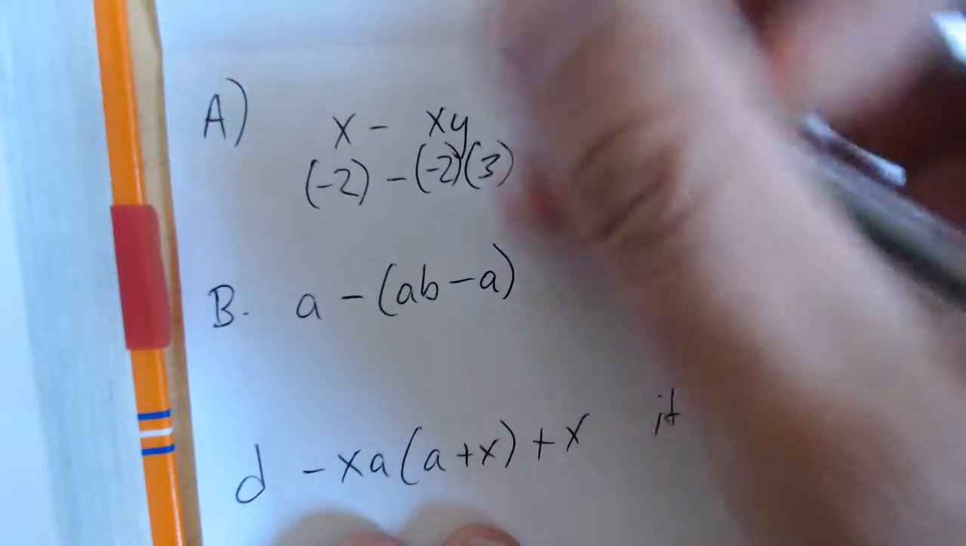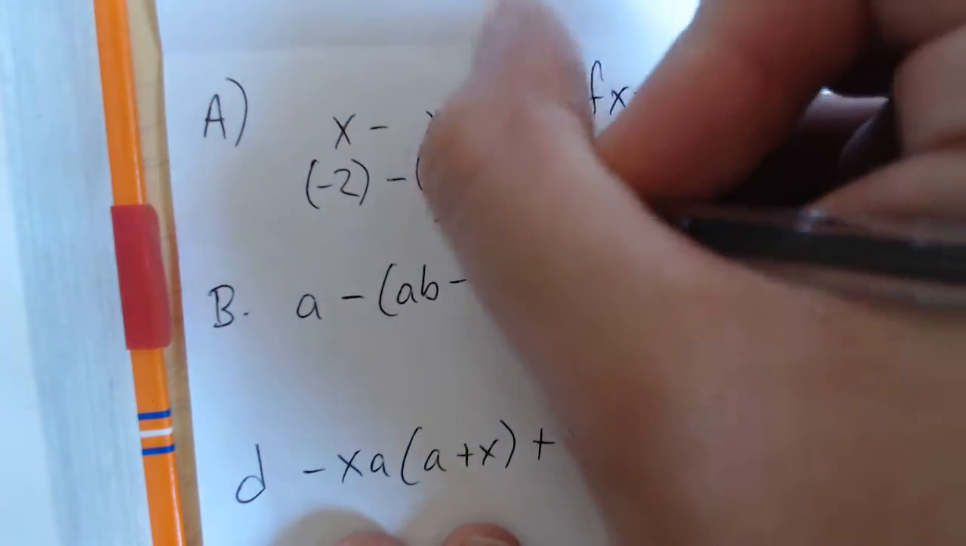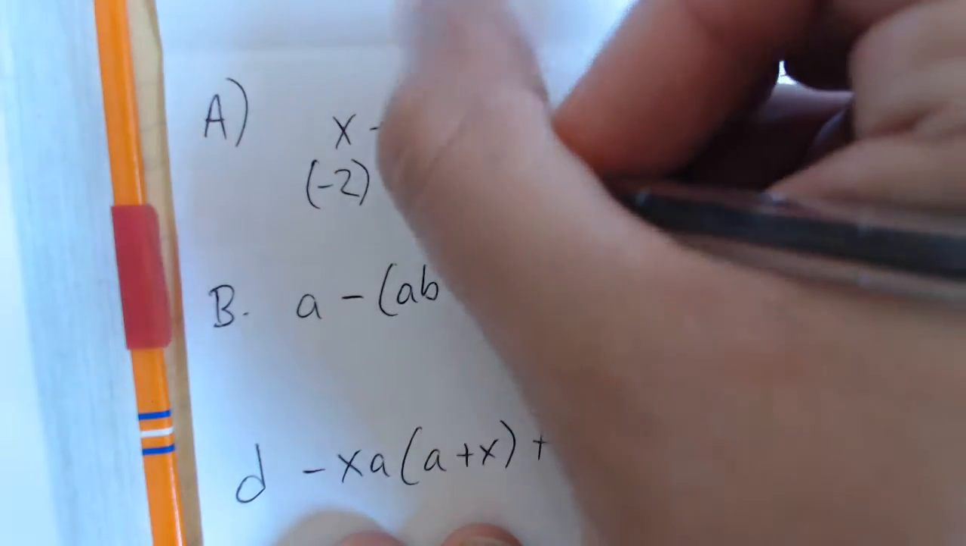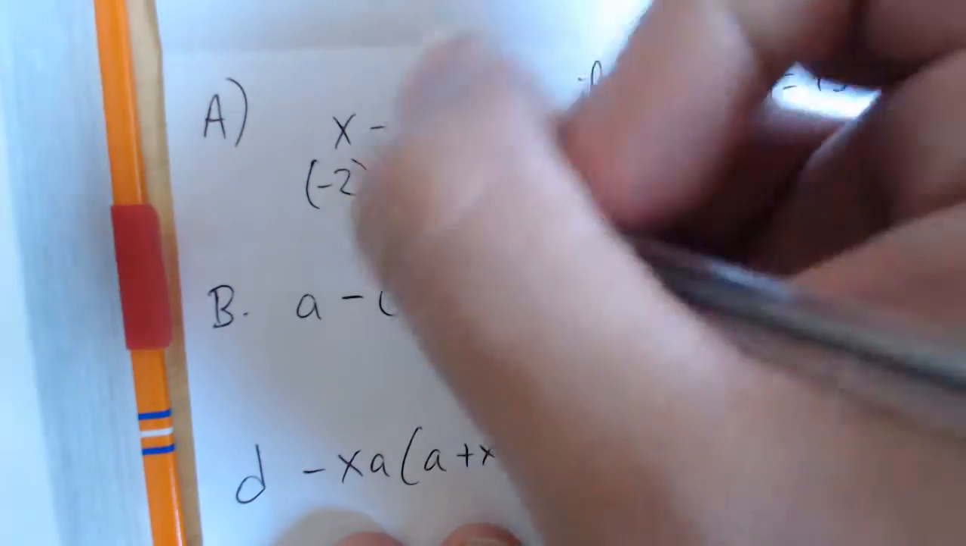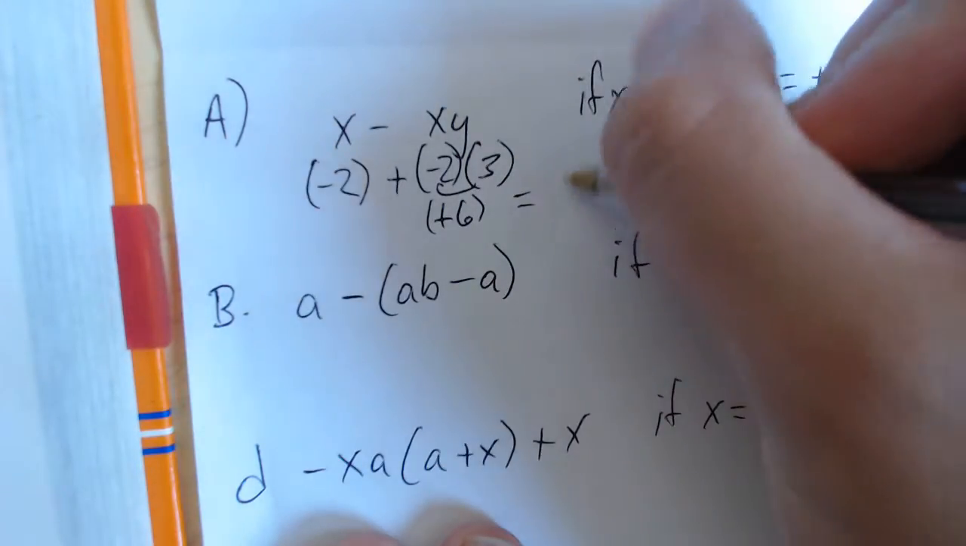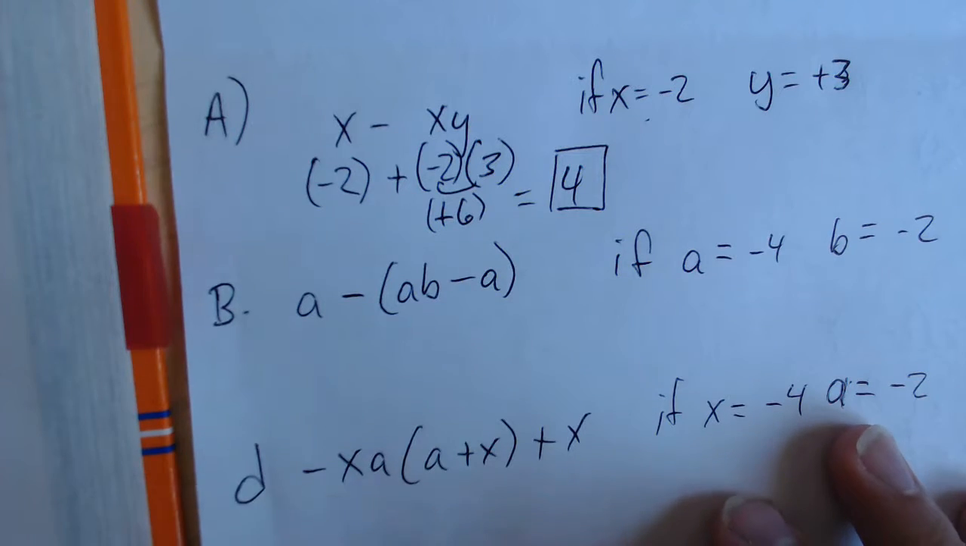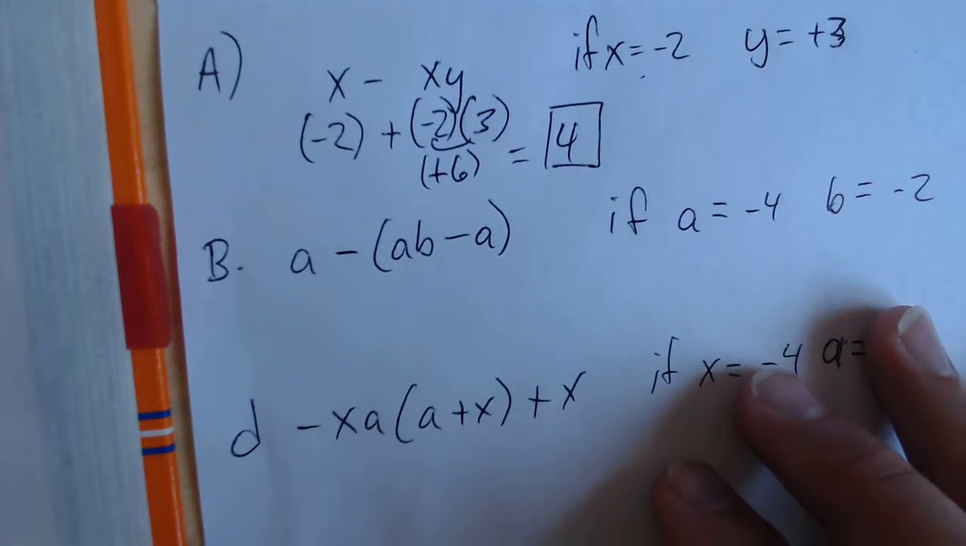From here, I just use my parentheses rules. -2 and +3 become -6. -6 times the negative becomes a +6. And so then we have -2 plus +6, which equals +4. It's that simple. Just make sure you substitute inside parentheses and then use your order of operation rules.